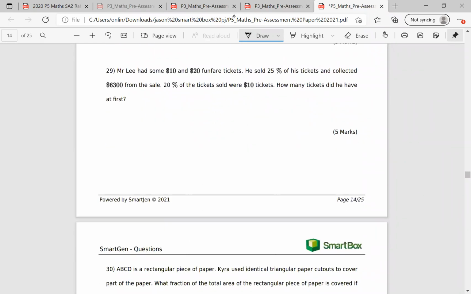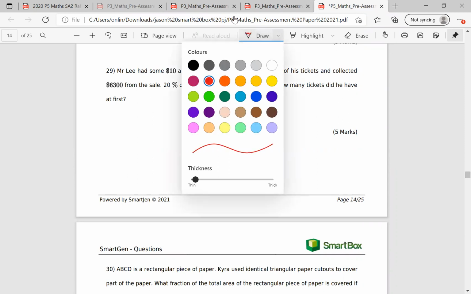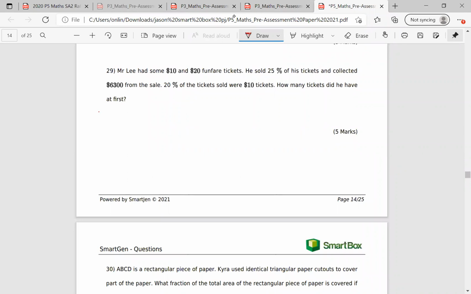Okay, question 29 is one of the questions that students have given us feedback on, saying they hope we can do an answer on this so that we can actually look through it. So we have the question here.